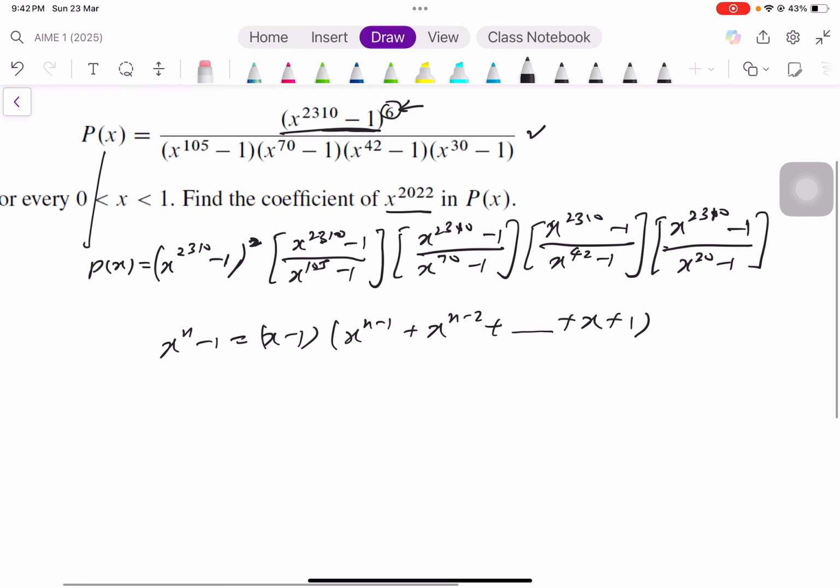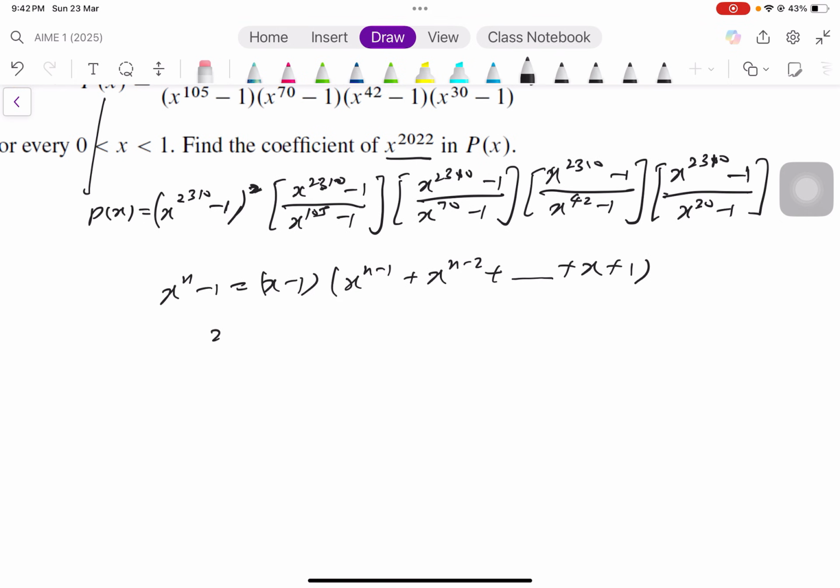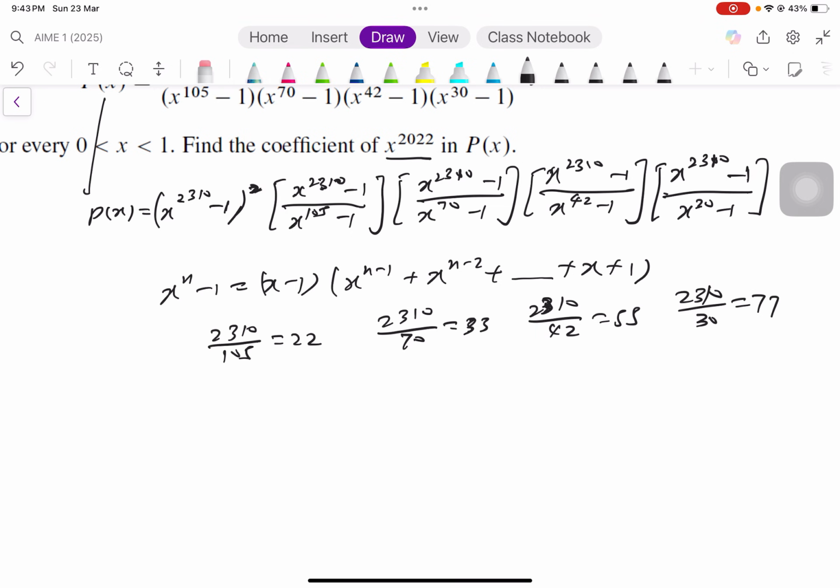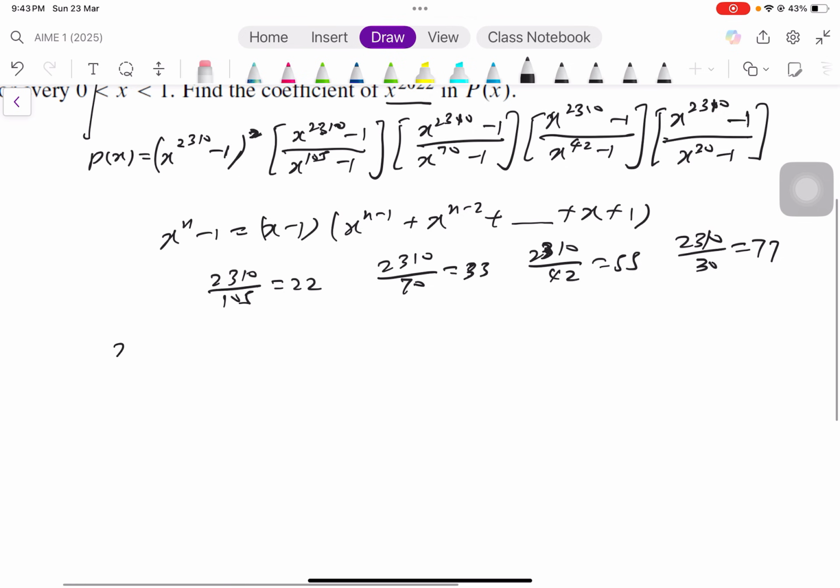All right. Then you notice that 2310 divided by 105 is 22, and 2310 divided by 70 will give you 33. 2310 divided by 42 will give you 55. 2310 divided by 30 will give you 77. Therefore, now I want to show you that x^2310 - 1 can be expressed as follows.